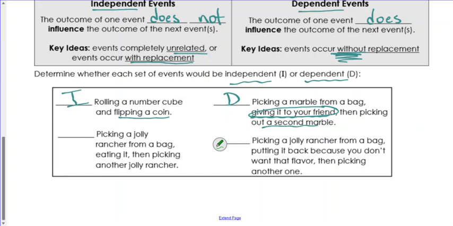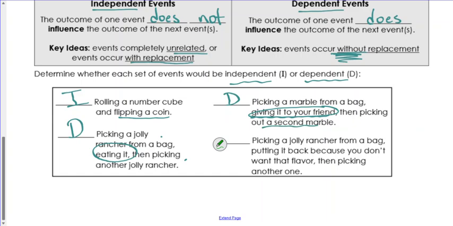Picking out a Jolly Rancher from a bag, eating it, that Jolly Rancher is now gone, and then picking out another Jolly Rancher, well, the bag has changed. I picked out a Jolly Rancher here, I ate it, now this is a completely new bag with one less Jolly Rancher. Those are dependent events. The first event affects the second one.